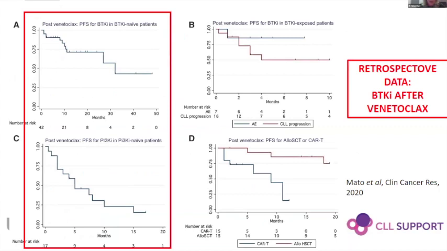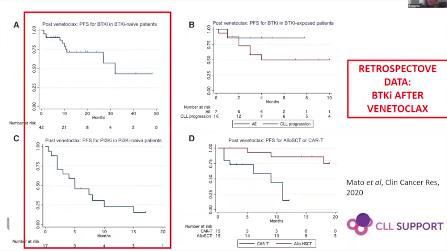So if we look in the top panel A, we're looking here at these patients who've had venetoclax, now need retreatment, and they're getting a BTKI, and they've never had a BTKI before. And we can compare that with panel C in patients who've had venetoclax before, now need another treatment, and are getting a PI3 kinase inhibitor like idelalisib, and they've never had one before. And you can see here clearly that the BTK inhibitor is doing better than the PI3 kinase inhibitor.